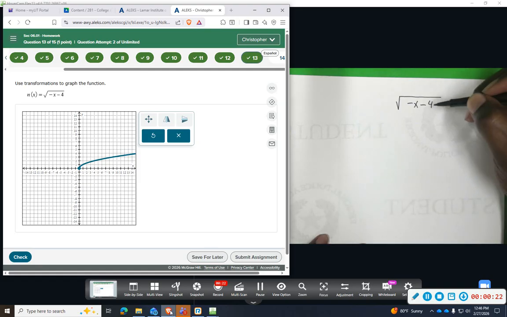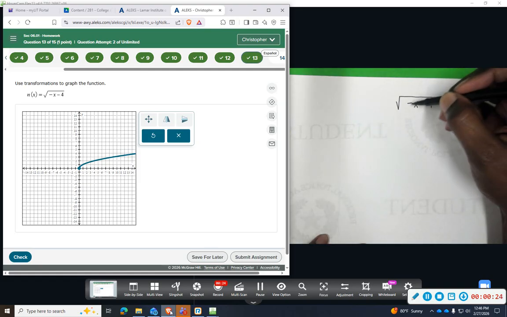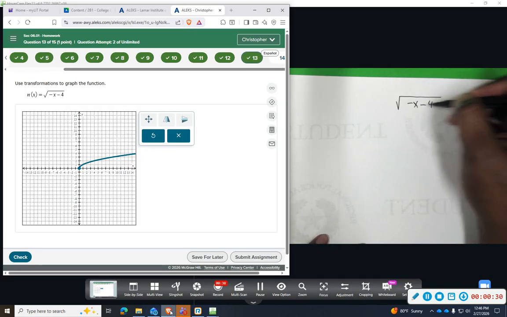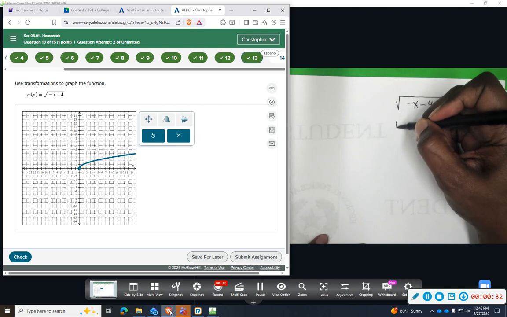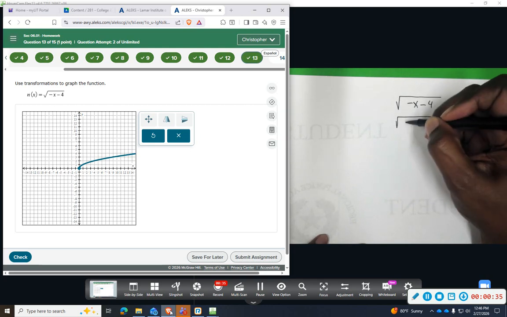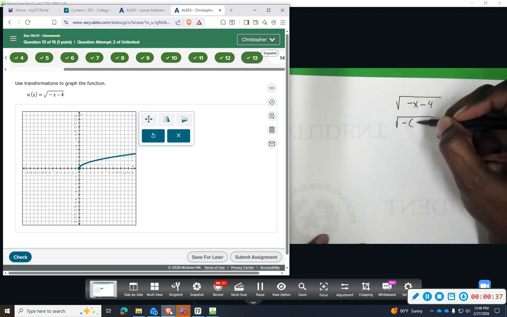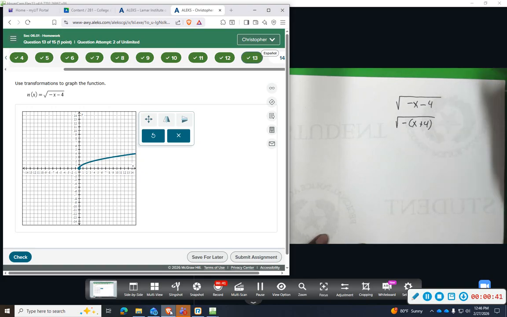If you were to factor this out, usually what we would do when we're looking at transformations is find out what that b value is. And sometimes we're going to have to factor it out. So if I factor out the negative, this problem will look like this: x plus 4. So the transformation we're seeing is that this gets reflected across the y-axis and shifted left 4 units.